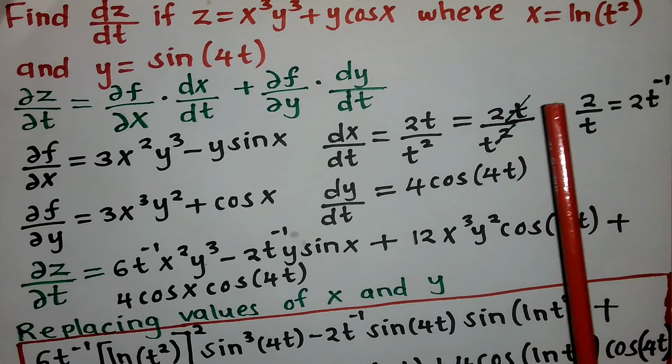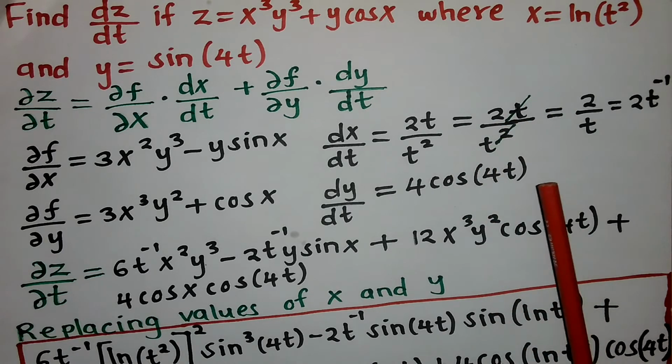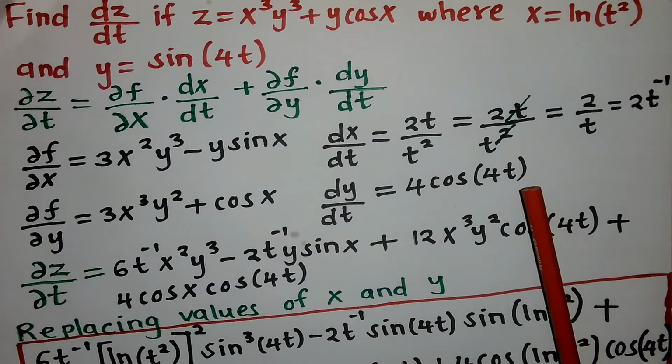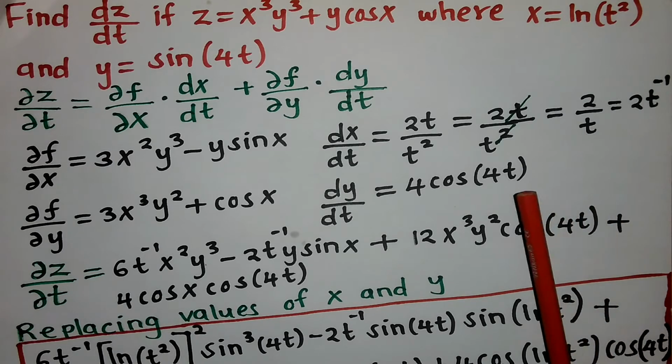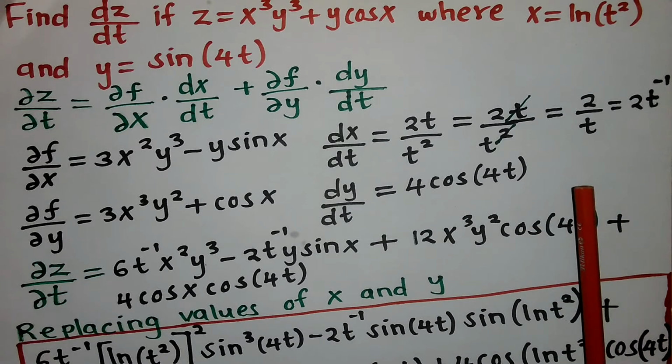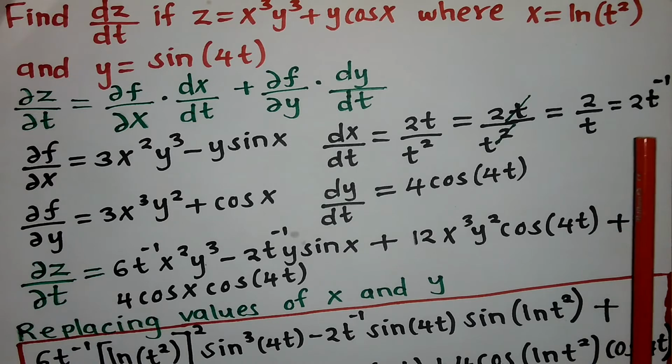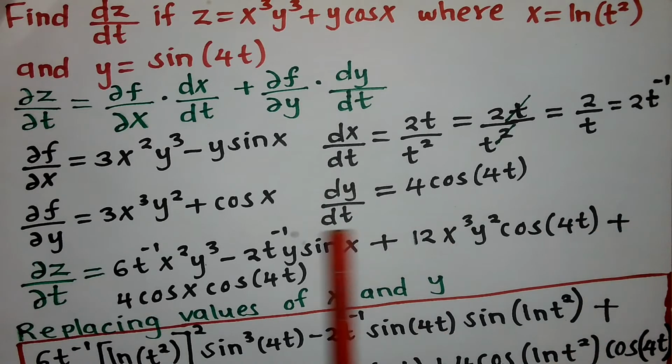I can then simplify, that is, the t's simplify one another, t by t, which will give me 2 over t. We can also rewrite this so that we have 2 multiplied by t raised to the power negative 1, or the inverse of t.